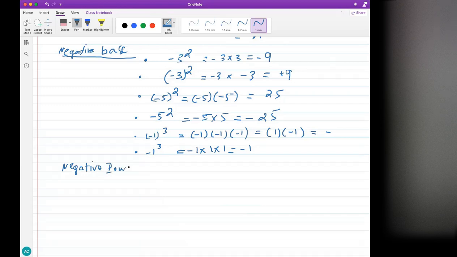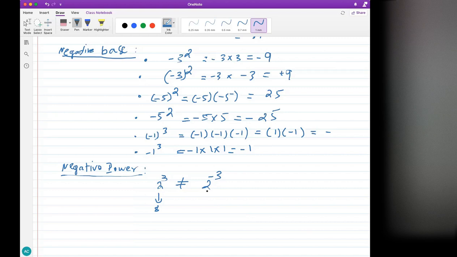Negative power or exponent. Okay, so we saw the base here. Now we're going to do power. Like I said, it's not always something like this. So, for example, 2 to the third is not the same as 2 to the power negative 3. These are completely different numbers. We know that this one is, we did that earlier, so 2 times 2 times 2 is 8.